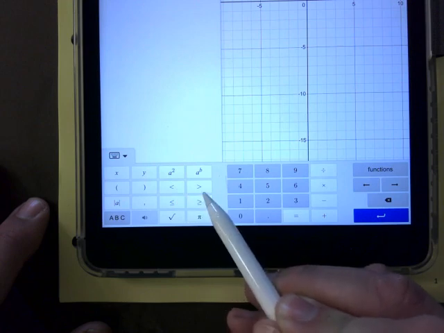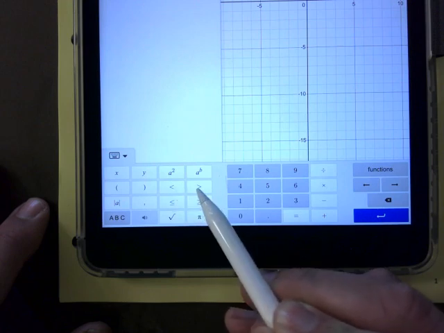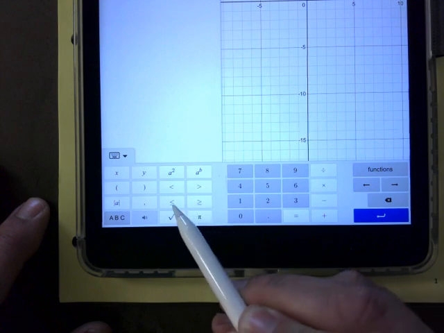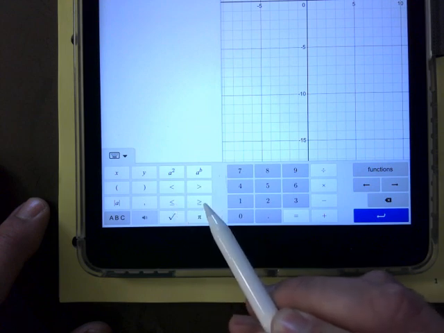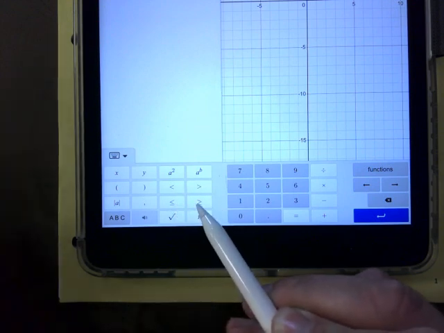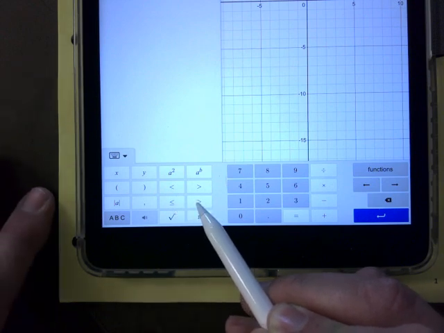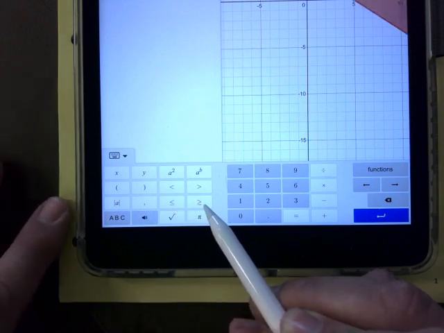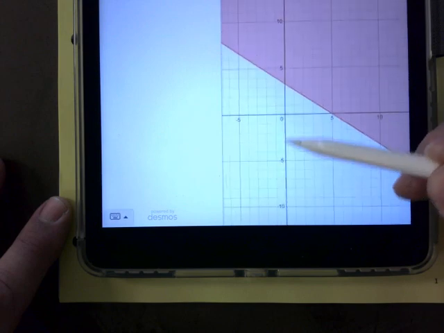Less than or equal to, greater than, no, sorry, less than, greater than. Then there's less than or equal to, greater than or equal to, right? Remember those? You've used them at some point, I know that. So what happens when you insert that? What happened to the graph?